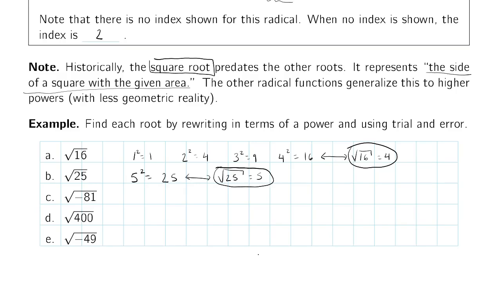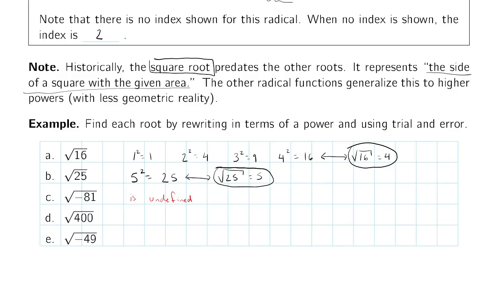Square root of negative 81? I don't think there's any such thing, right? If we square a positive number, we get a positive number. If we square a negative number, we also get a positive number. Square root of negative 81 is undefined. We're restricting ourselves again to the real numbers here.